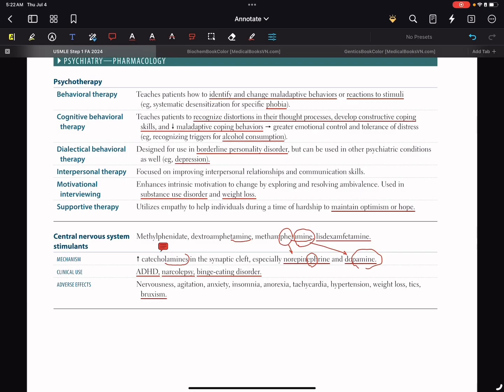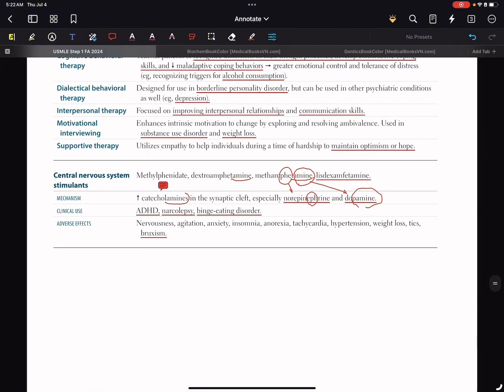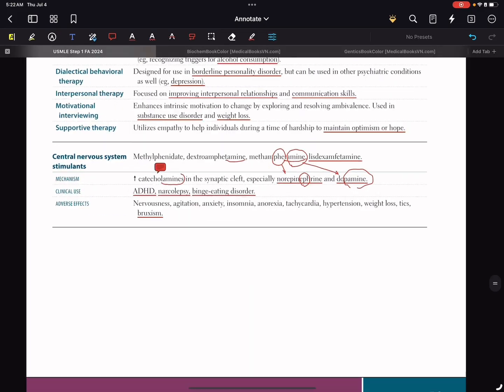Interpersonal therapy focuses on improving interpersonal relationships and communication skills. Then we go to motivational interviewing, which enhances intrinsic motivation to change by exploring and resolving ambivalence, used in substance use disorder and weight loss. Supportive therapy utilizes empathy to help individuals during a time of hardship to maintain optimism and hope. Then we'll go to the central nervous system stimulants.